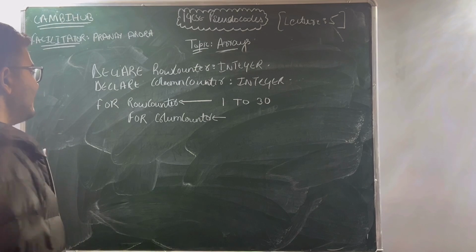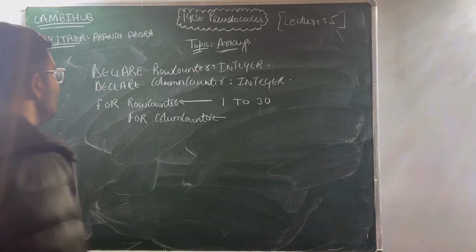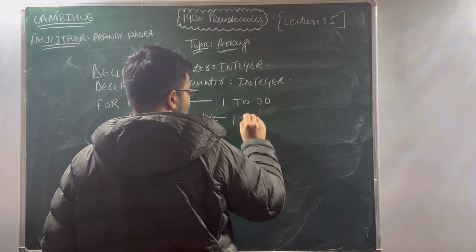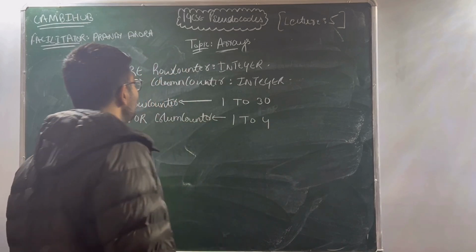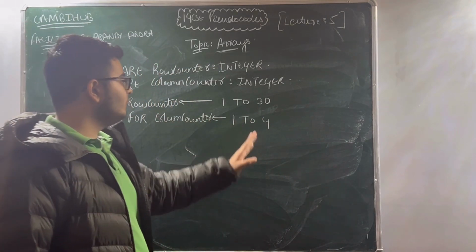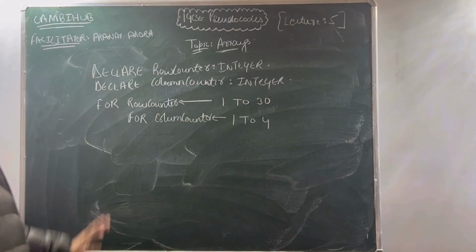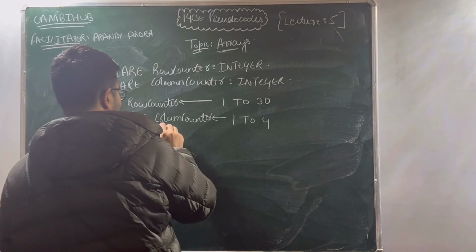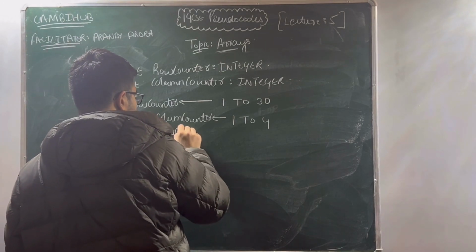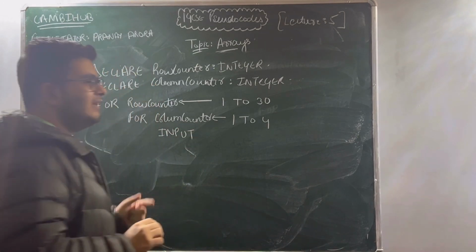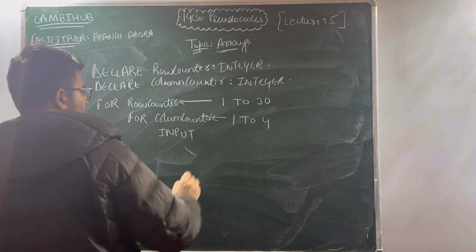How many columns are there? 4 columns are there. So 1, 2, 4. For column counter 1 to 4, right? Then we are going to input, we'll say input, what is the name of the array? Class data. So class data, right?